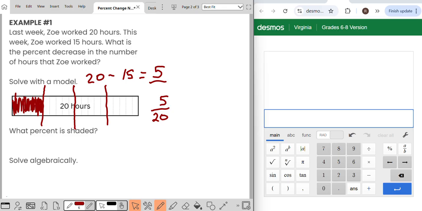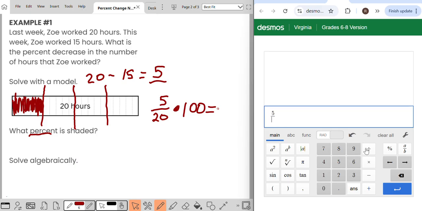But you could also say, you know what, I'm going to use my calculator and make sure. They are asking me what percent is shaded. So I know that 5 out of 20 rectangles there in the model are shaded. And I also know that if I multiply anything by 100, it will give me the percent. So I'm going to take 5 divided by 20. I'm going to move my cursor, and I'm going to multiply by 100. And lo and behold, the percent of the shaded area is 25%.